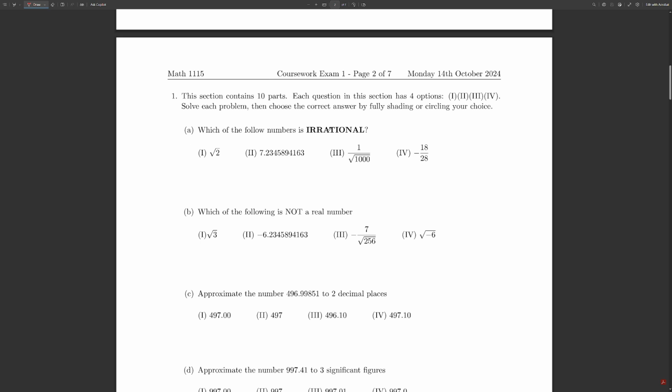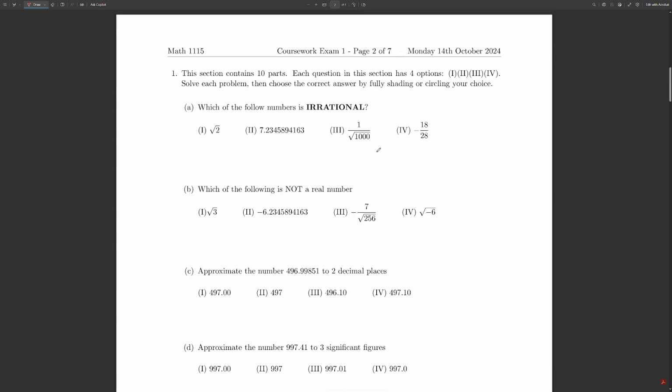Which of the following numbers is irrational? Okay, so we have some numbers here. We are looking for the one that's irrational. So we're going to circle this one here, right? Square root of -2, right? This is not irrational. This is not irrational as well, right?